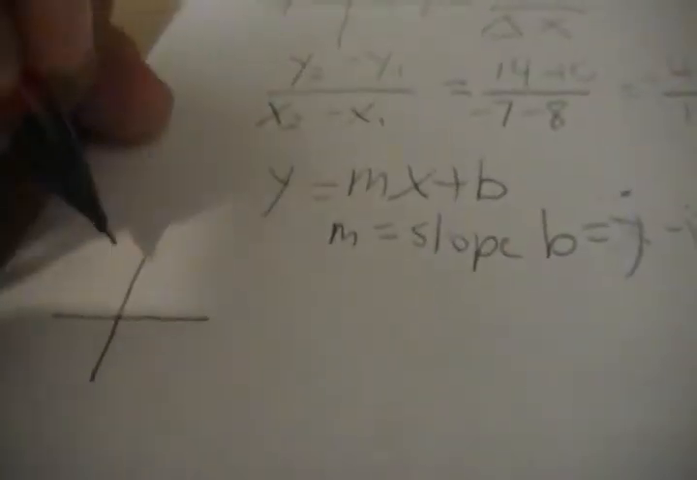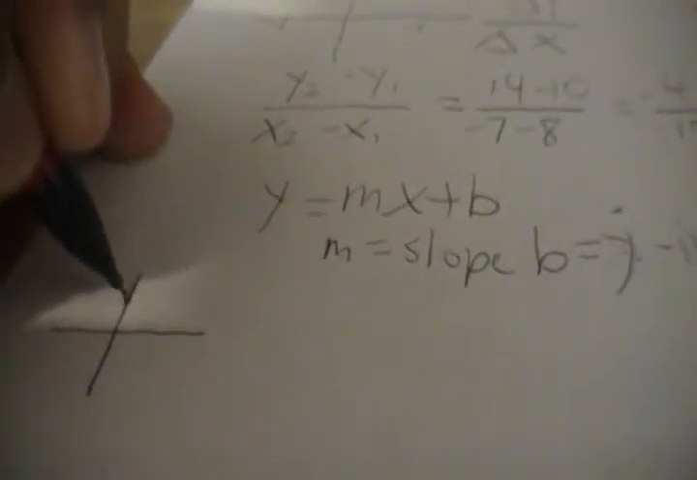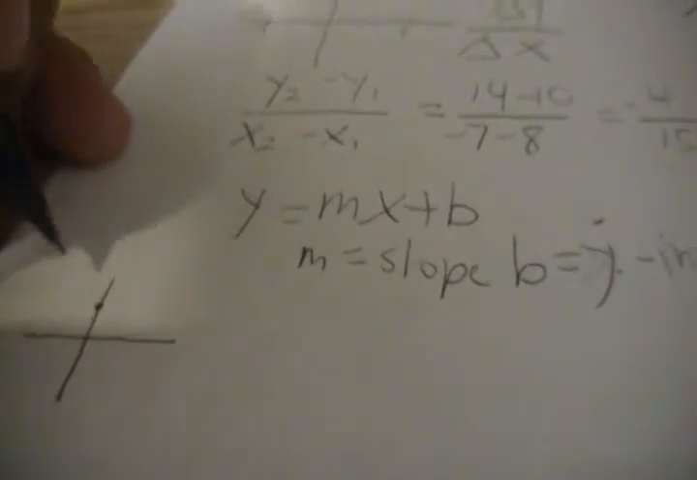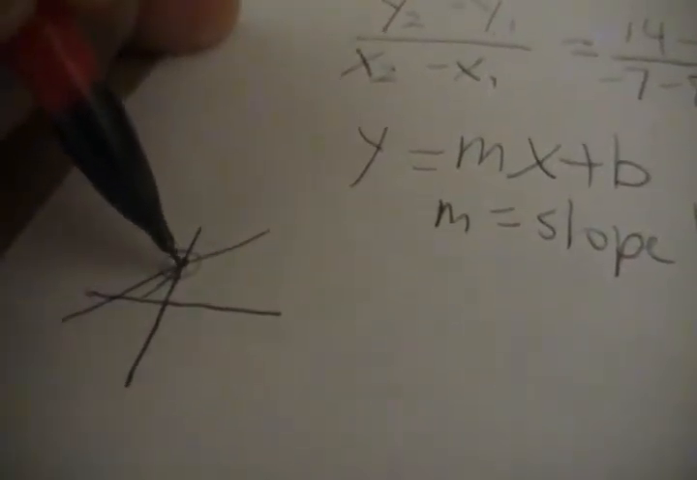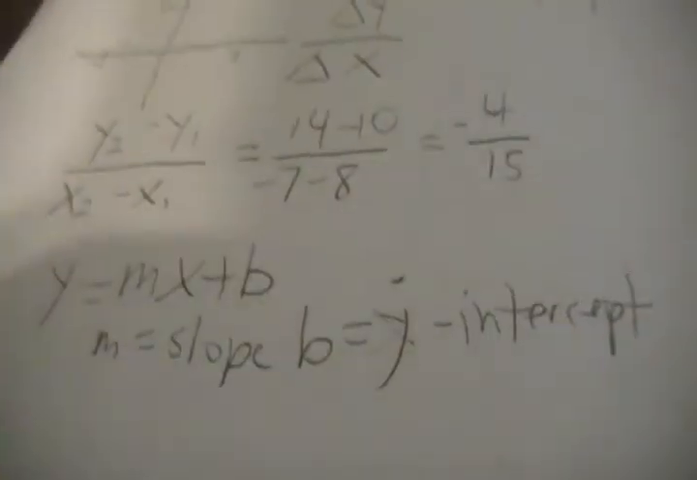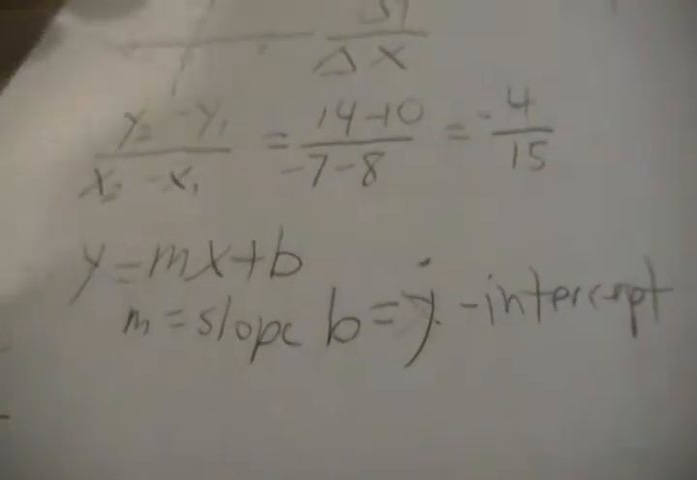So let me show you an example of what a y-intercept would be. Say we had this grid, right? So a y-intercept would be any point of a line that crosses the y-axis. So let's say we had a line that went like this. This point right here would be what we call the y-intercept.